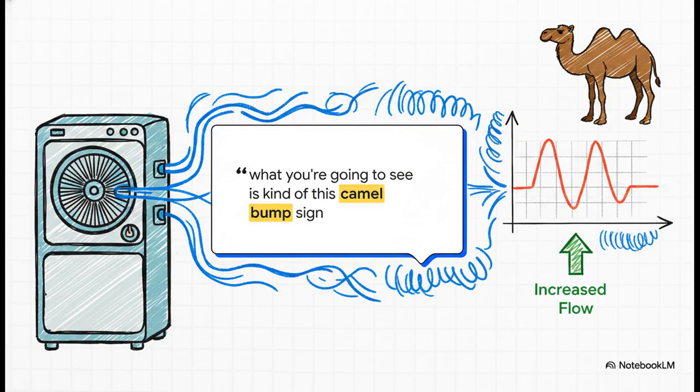Our fourth and final troubleshooting suspect is flow hunger. This one is highly visual. Instead of a nice, smooth pressure waveform, you get what is perfectly described as the camel bump sign. I mean, the pressure wave literally looks exactly like the two humps on a camel's back. This anomaly happens because the patient is vigorously trying to suck in more flow than the ventilator is actually providing. The fix here is just as simple as the diagnosis. You just need to provide the patient with additional flow to meet their demand.